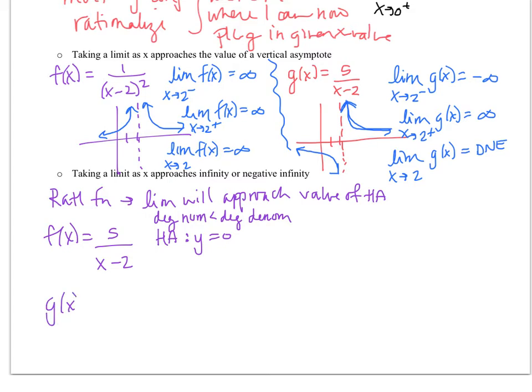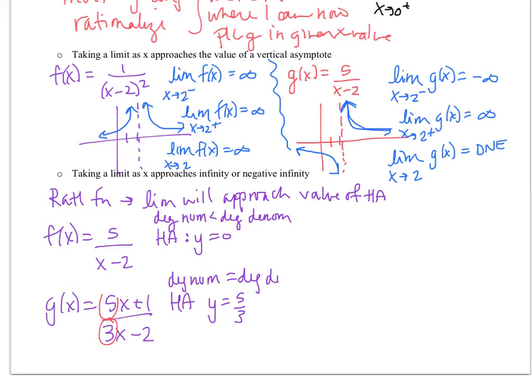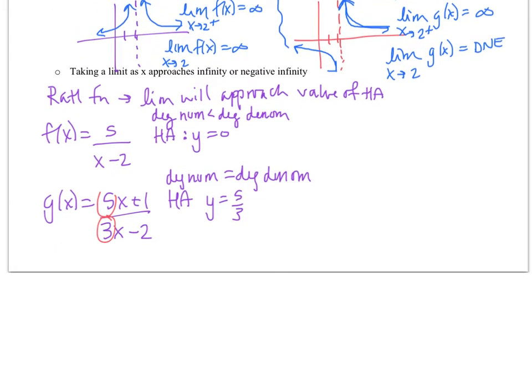If my function happens to have equal degrees on the numerator and the denominator, then my horizontal asymptote will be at the ratio of their coefficients. And that's when the degree of the numerator is equal to the degree of the denominator. And if it turns out that the degree of the numerator is greater, then in that case I would have to take a look at how my oblique asymptote would behave.